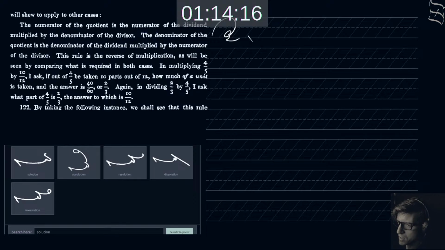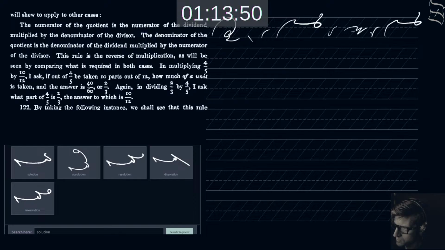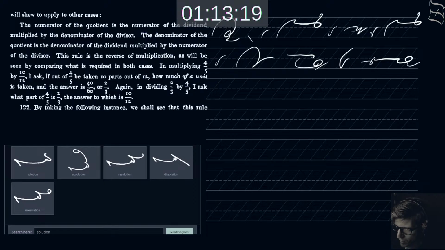The denominator of the quotient is the denominator of the dividend multiplied by the numerator of the divisor.